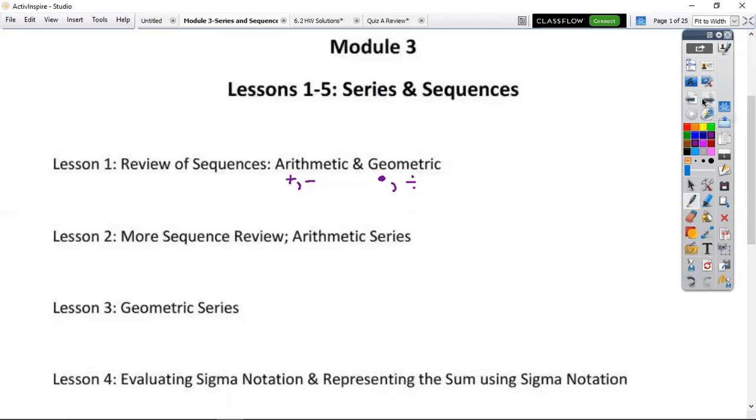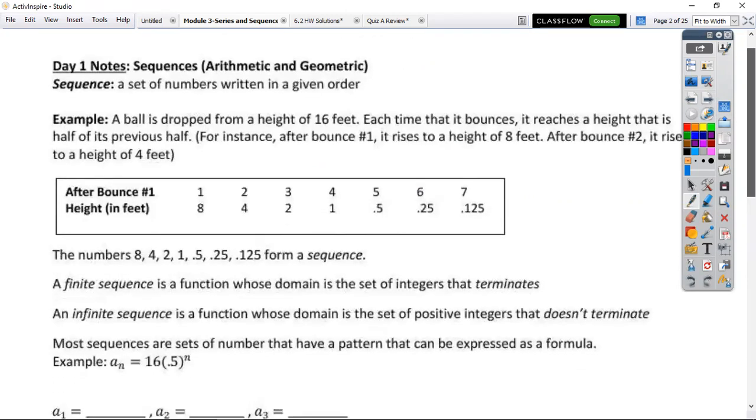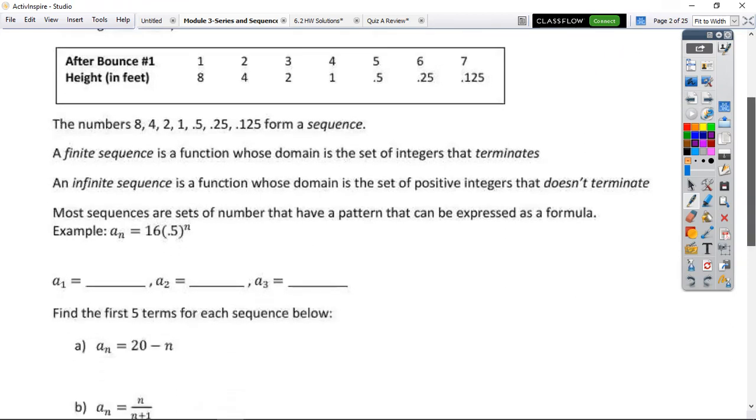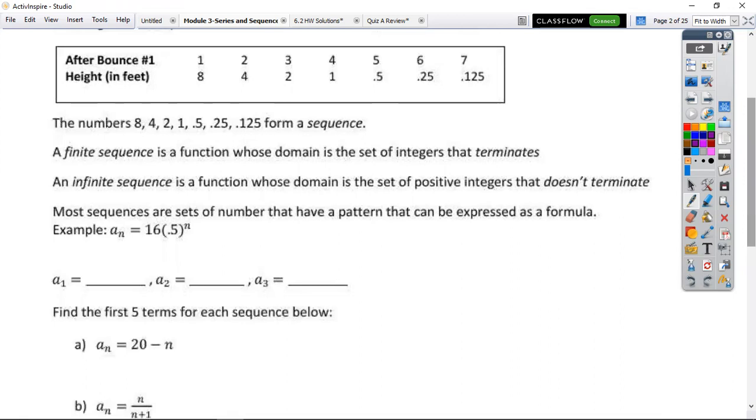All right, so to begin here, 2 different types of sequences. A sequence is just going to be a set of numbers written in any given order. And we're going to begin with a ball that is dropped from a height of 16 feet. Each time that it bounces, it reaches a height that is half of its previous height. So you're going to be multiplying by a half. I listed a little chart here. After your first bounce, you are at a height of 8 feet. And then 8 times a half gets me down to 4, and so on and so forth.